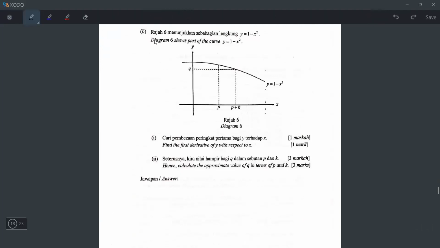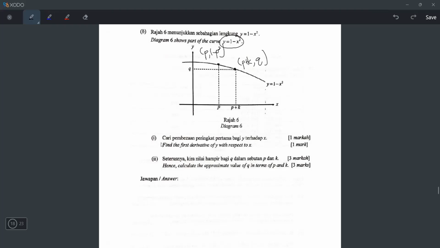Let's go to B. Diagram 6 shows part of the curve y equals 1 minus x squared. Let's see y. Okay, there are some points here. I think I can write it down, right? So the x coordinate is p plus k. The y coordinate is q. And we have another point here, which is p. The y coordinate I don't know, but it will be 1 minus p squared. The reason is because you substitute x equals p inside here. That's why you end up with y coordinate 1 minus p squared like this.